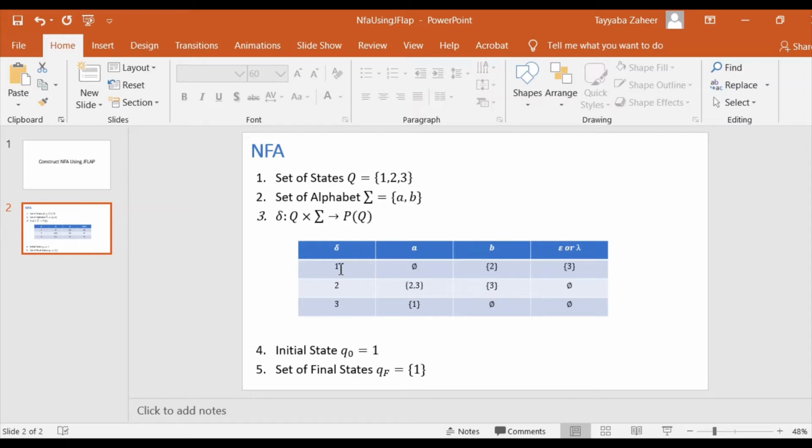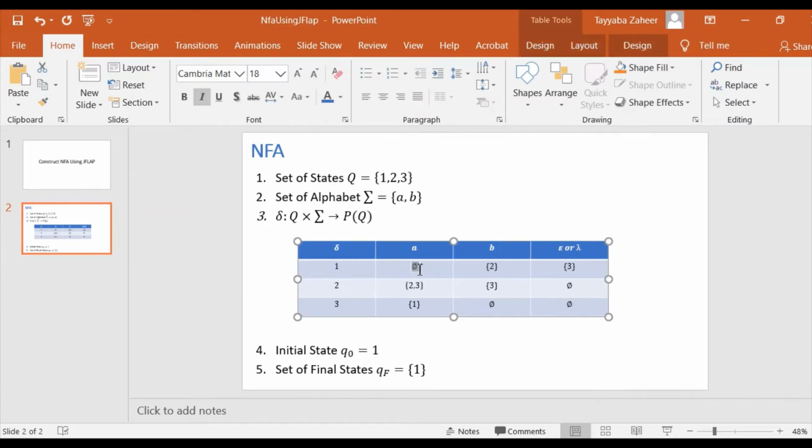At state 1 for input letter A, there would be no transition, so it is highlighted as the empty set. Again, at state 1 for input letter B, there would be a single transition, that is from state 1 to state 2. At state 1, there would be a single epsilon or lambda or empty string transition, that is from state 1 to state 3.